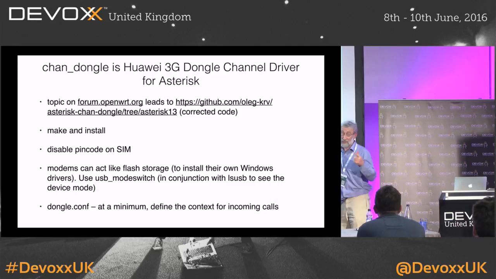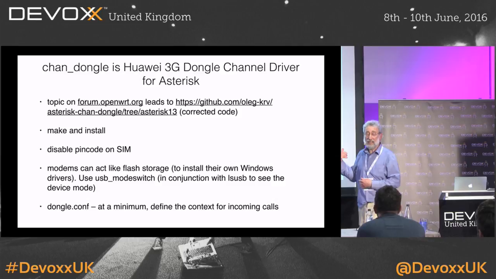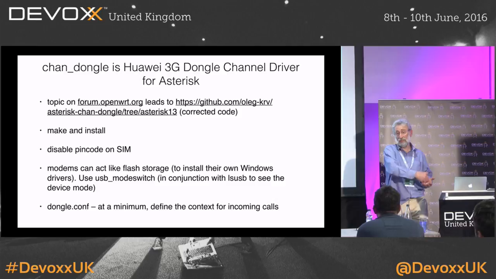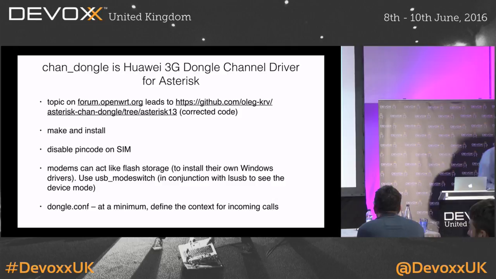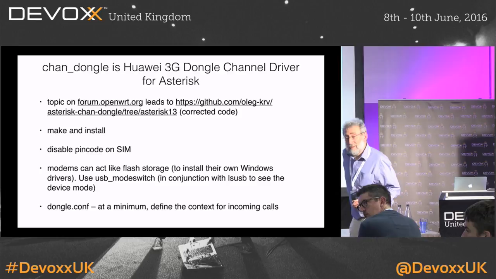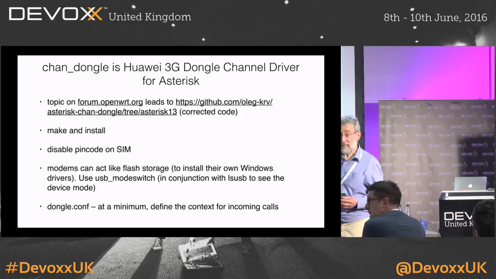The one thing that you've got to do, which I maybe should have shown you, is that dongle.conf has to say what the context is going to be. You might have noticed in the extensions, in the dial plan, that there was a context called dongle which did exactly the same thing as I was doing for the internal call. I don't know what you'd get now. This one's very old. Just to get it straight, when you were calling from your mobile phone, you were calling a cell phone number? I was calling the number of the SIM card in here.